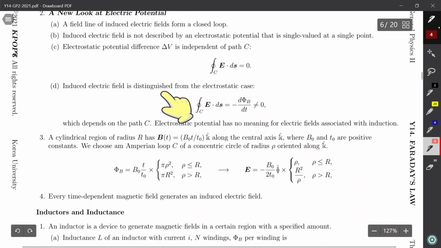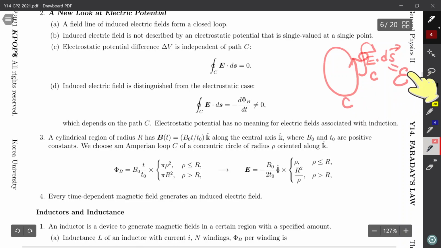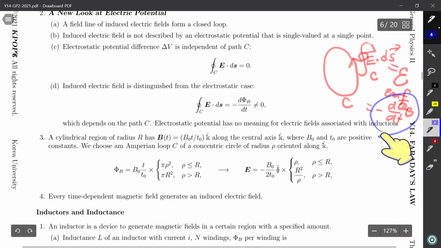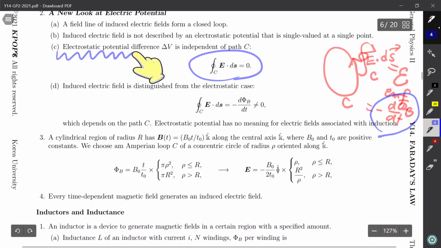Now look at the electric potential. A field line of induced electric fields forms a closed loop. If you follow this curve, integrate along the path, or close the path, then you will get the EMF. And that EMF is minus dΦ/dt. Okay? If there is no change in the magnetic flux, this is true, and this is for the electrostatic potential. That's the reason why we wrote static. Static is time independent. So this is time dependent.